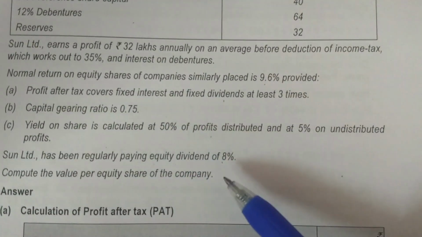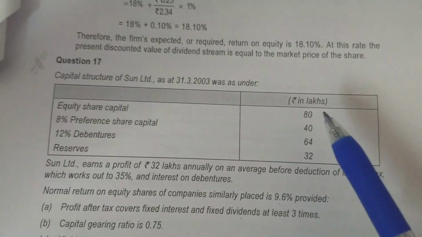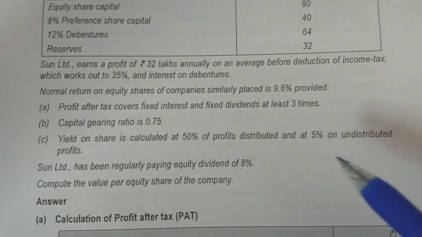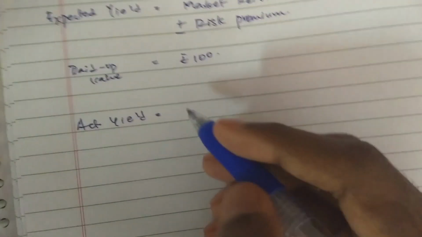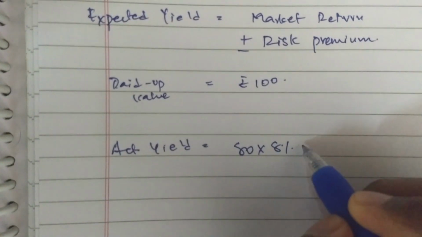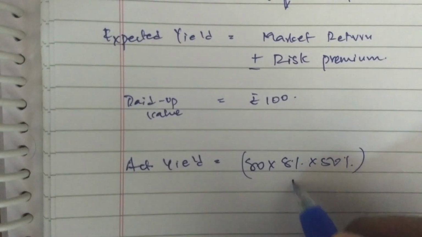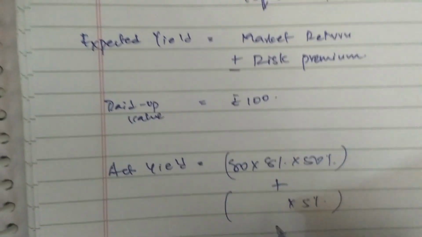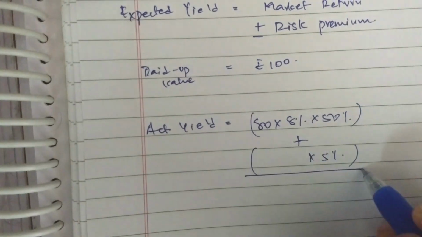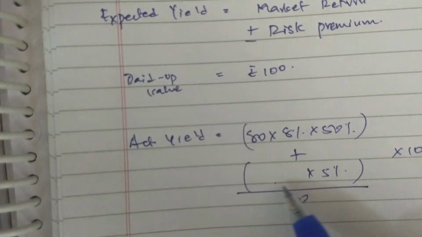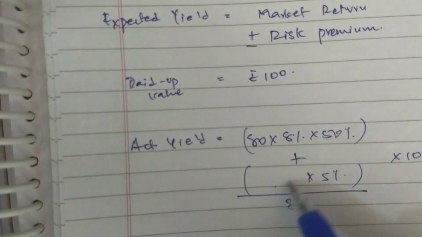So okay, now 50% on 8%, on what is 8% calculated? On the equity share capital of 80 into 8% into 50%, plus on undistributed profits 5%, divided by equity share capital 80 into 100. Now how is this undistributed profit found?